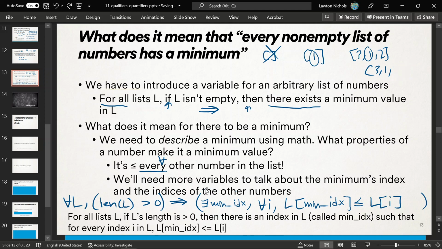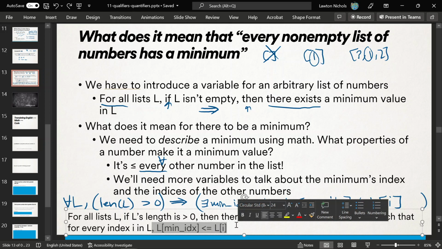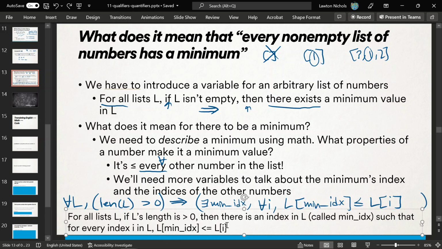That's a great point. Does that make slightly more sense? Okay. Yeah, and so back to English. It's like, for all L, if L's length is greater than zero, then there is an index in L, call it minimum index, such that for every index i in L, this is true. Even when i gets to be the same index, it's still less than or equal to itself, right? That's totally fine. So that is what it means to be a minimum. Yay.